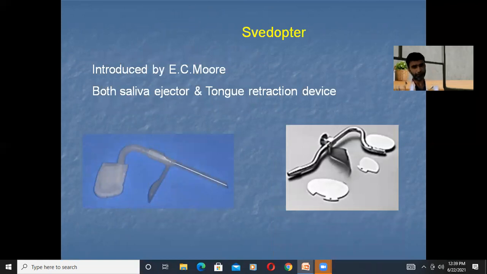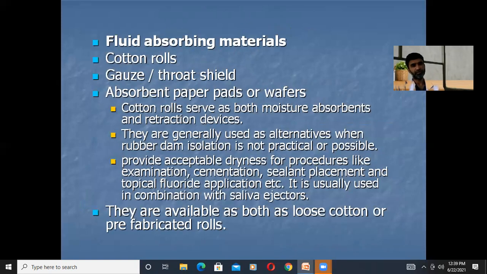Another one is called the Dri-Angle, introduced by Easy Moore, both a saliva ejector and tongue retraction device, which is used in absorbing the fluids. Fluid absorbing materials include cotton balls, gauze or throat shield, absorbent paper pads or wafers. Cotton rolls serve as both moisture absorbents and retraction devices. They are generally used as an alternative when rubber isolation is not practically possible. They provide acceptable dryness for procedures like examination, cementation, sealant placement, topical fluoride application, etc. It is usually used in combination with saliva ejectors.